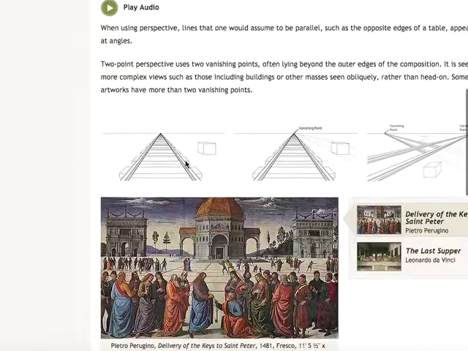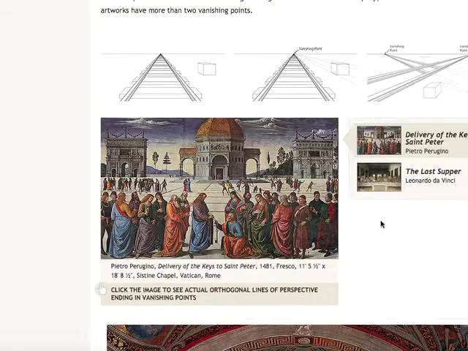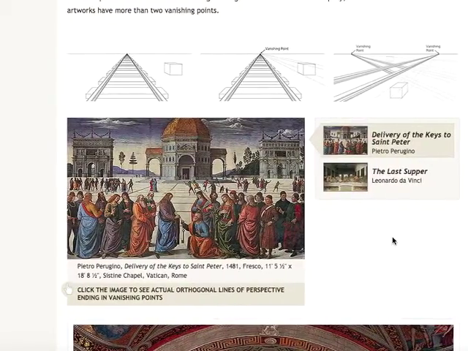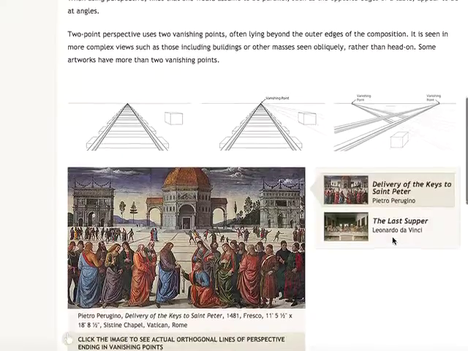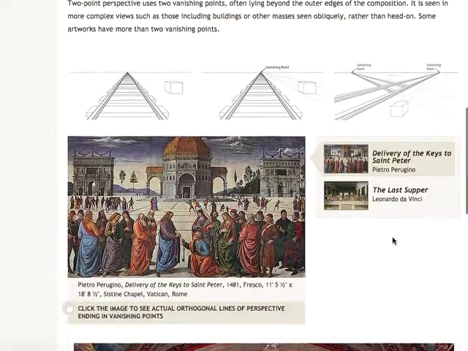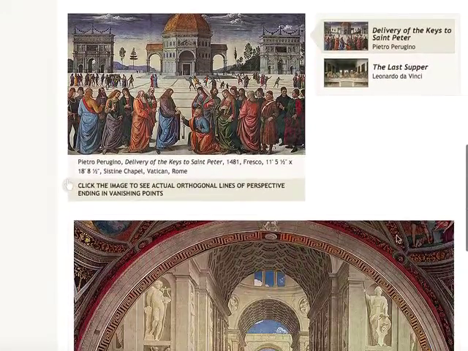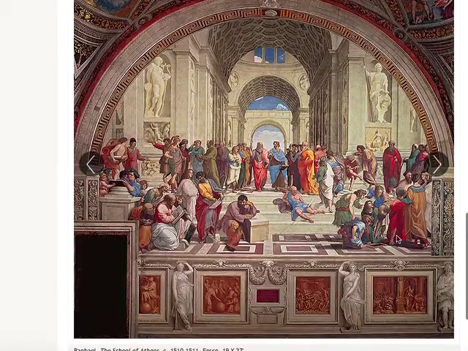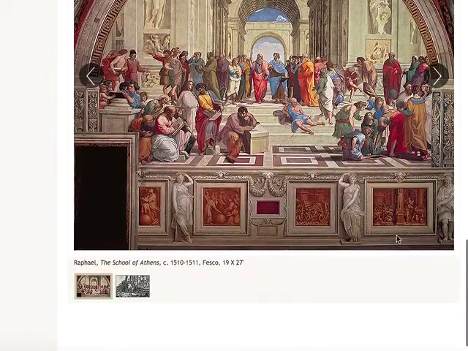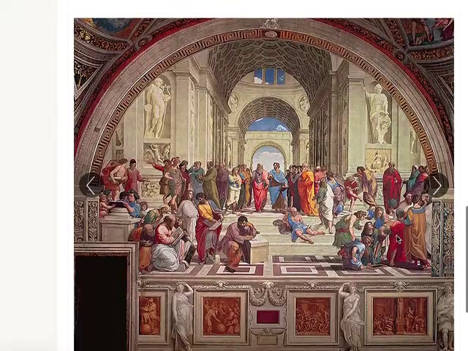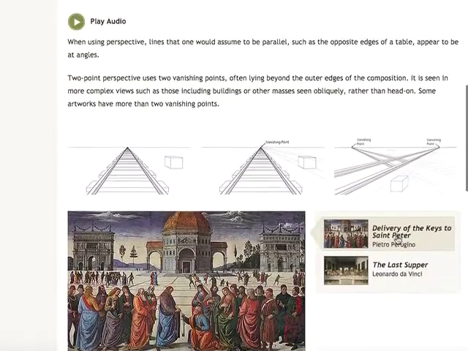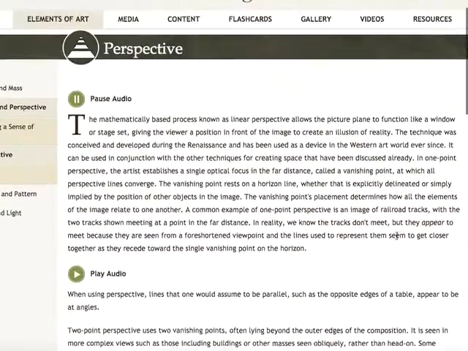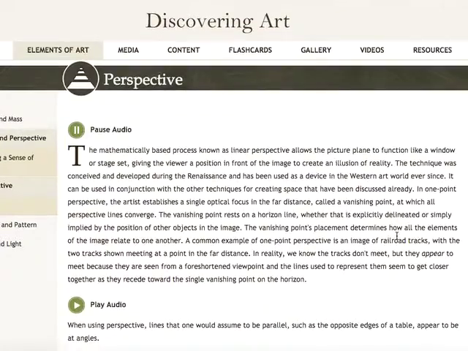Perspective. The mathematically based process, known as linear perspective, allows the picture plane to function like a window or stage set, giving the viewer a position in front of the image to create an illusion of reality. The technique was conceived and developed during the Renaissance and has been used as a device in the Western art world ever since. It can be used in conjunction with the other techniques for creating space that have been discussed already.